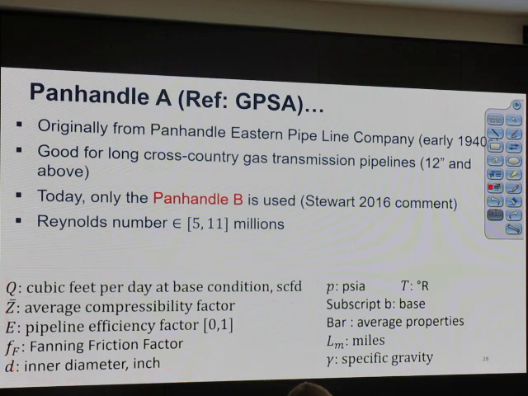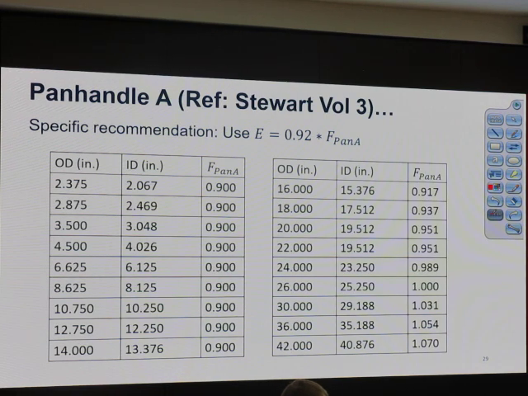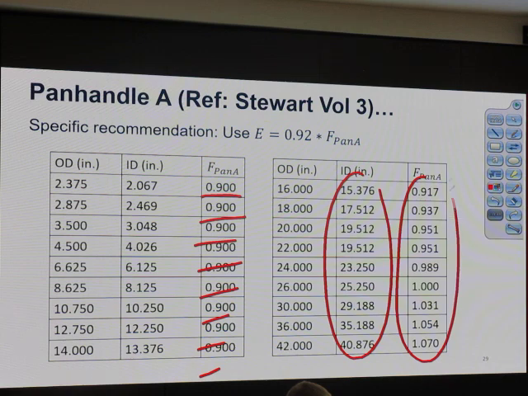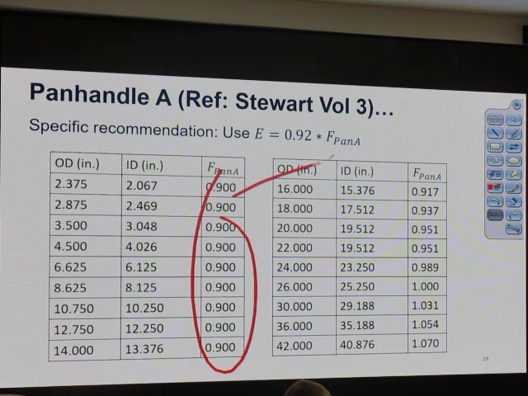You write it down. We have Panhandle A, and Panhandle A has a recommended value. They recommend using E equal to 0.92 multiplied by F of Panhandle A. F of Panhandle A depends upon the size of the pipe. So if OD is that much, ID is that much, this is a coefficient. Most of the time it's 0.9. If the pipe is big, it's more than 0.9. Once I know this, put it over there, then it gives me the E value.